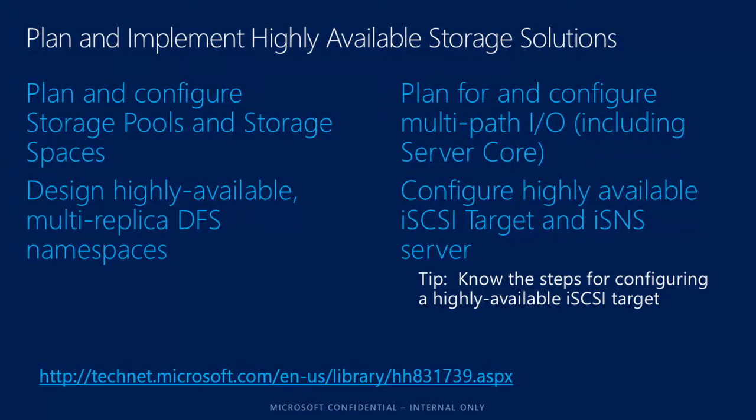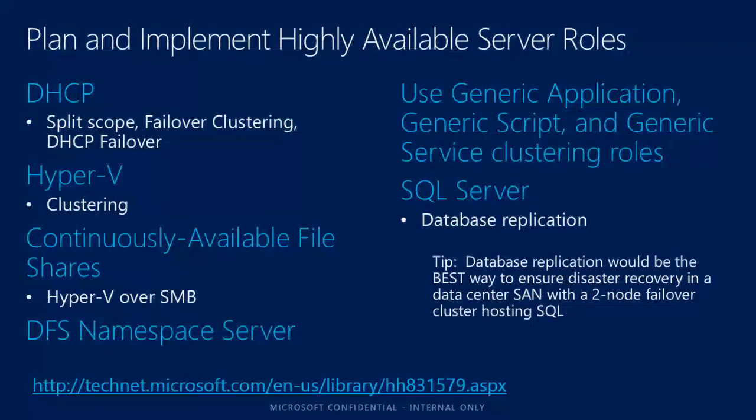So, configuring highly available iSCSI target and iSNS server. Know how to do a clustered iSCSI target server. That's a good area to be aware of. Highly available server roles, I'm not going to read all of these. DHCP, DFS, SQL Server, database replication would be the best way to ensure DR in a data center SAN.